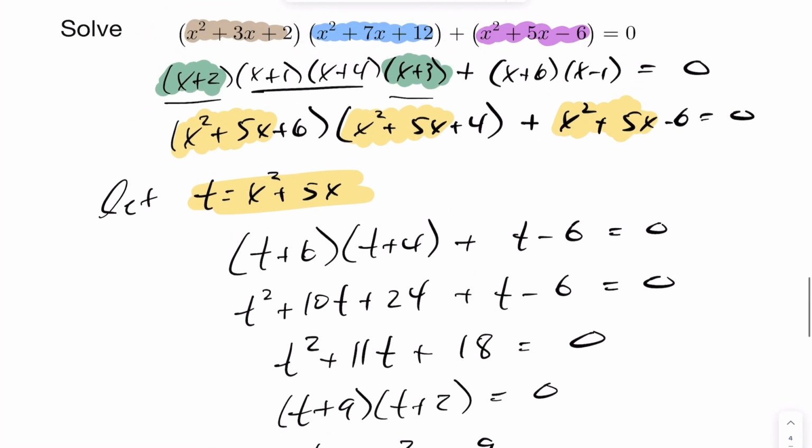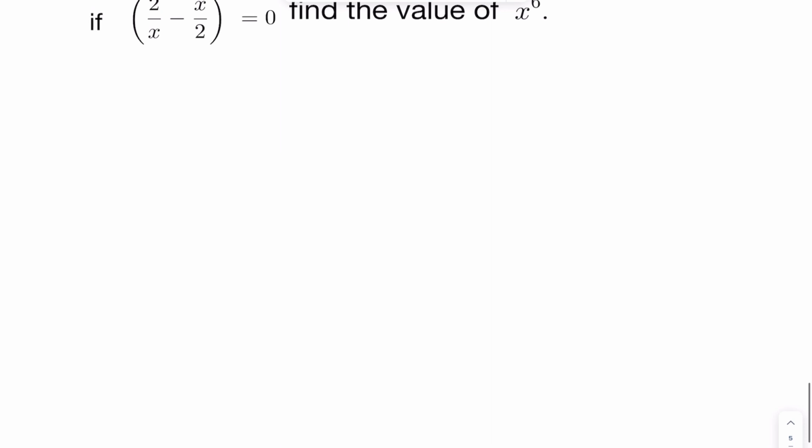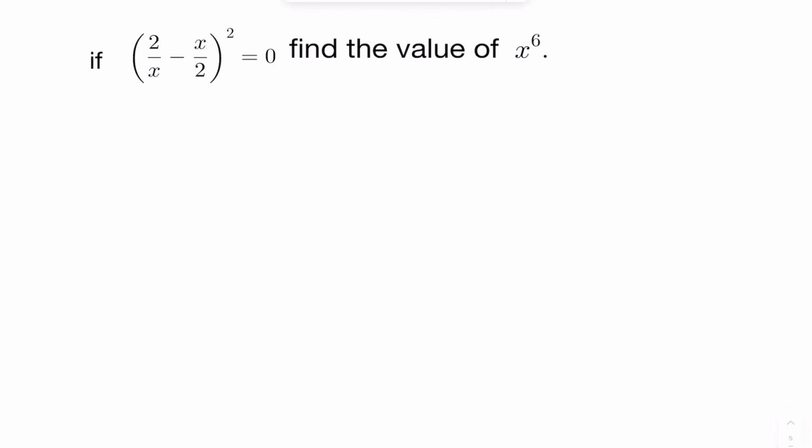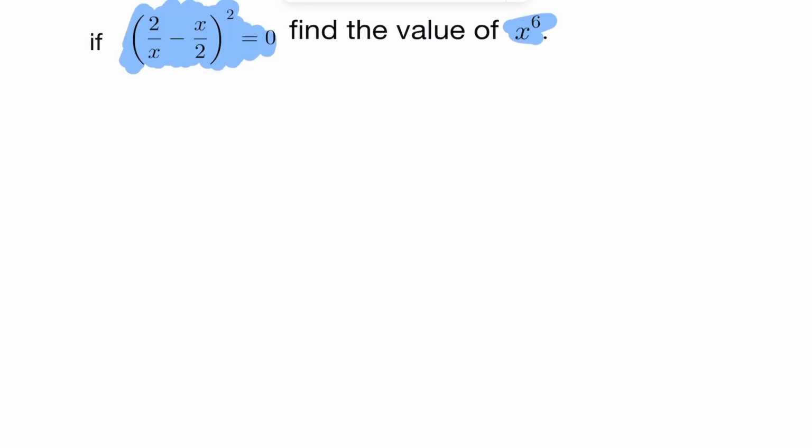All right, let's take a look at another example. So in the final example here, they give you this expression (2 over x minus x over 2) quantity squared equals 0. They want you to find the value of x to the power 6. So with this one here, I'm looking to find x to the power 6. If I can find something like x to the power of 3 or x to the power of 2, I could use my exponent rules to find x to the power of 6.